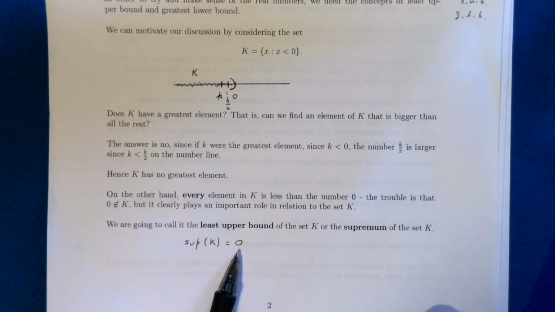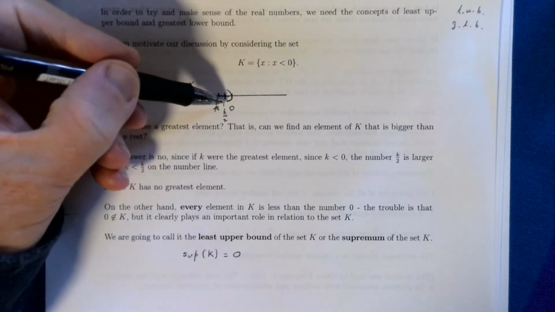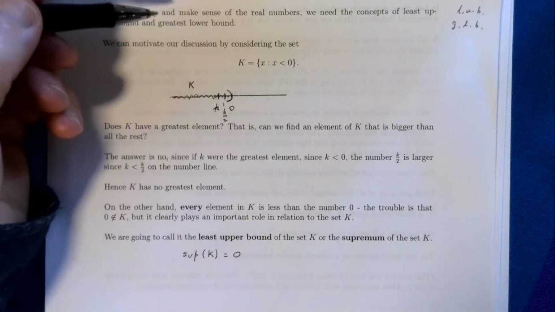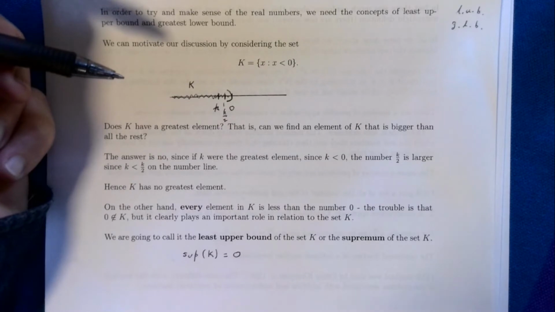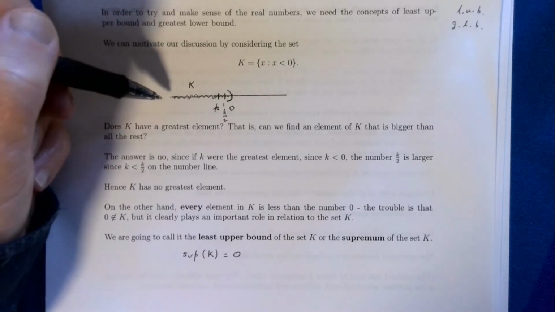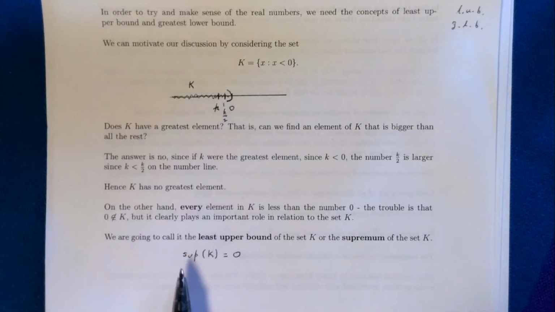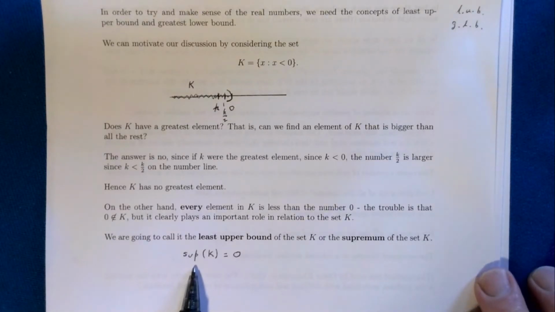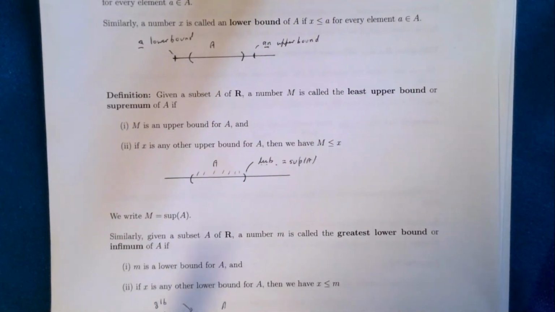I'll give a technical definition of this in a moment, but just purely geometrically, we see that every number in k is less than 0, but 0 itself doesn't belong to k. We're going to call that the least upper bound, or the LUB is the other symbol we'll use, of this set, and we generally call it the supremum of k, or the sup of k. Okay, we've got that idea in our heads. Then we'll give a more formal definition of what we mean by this.